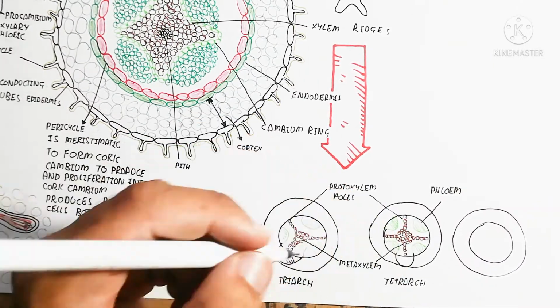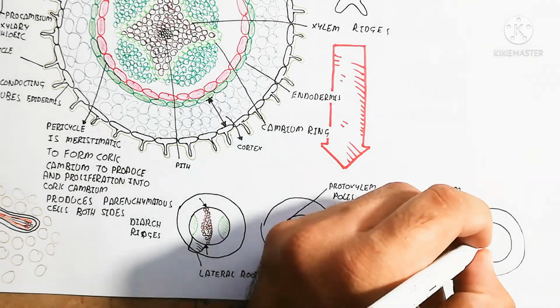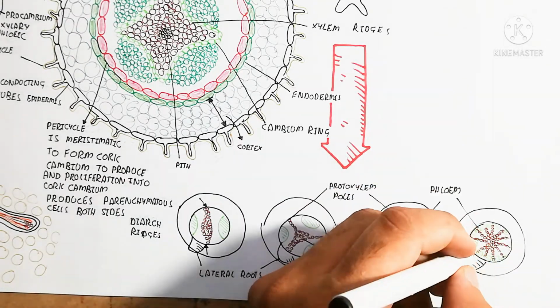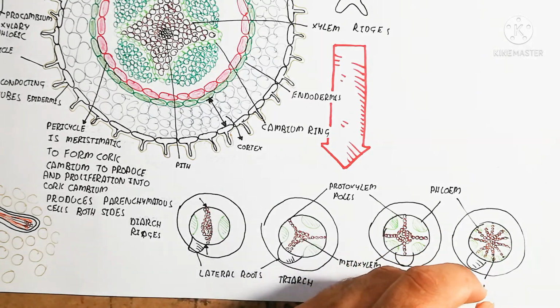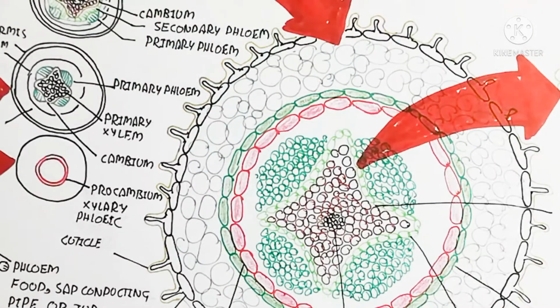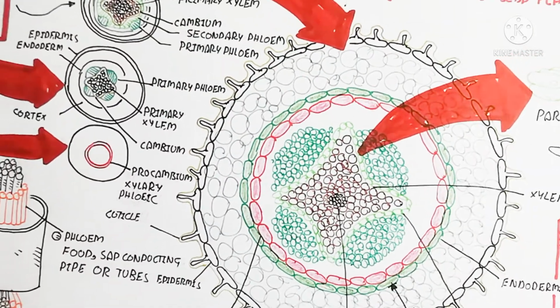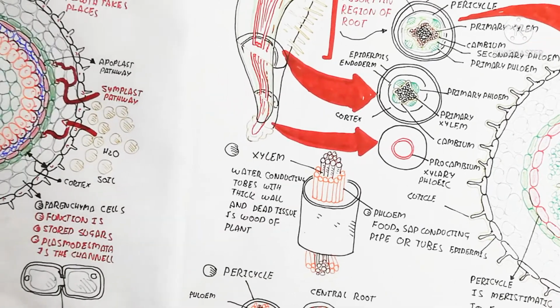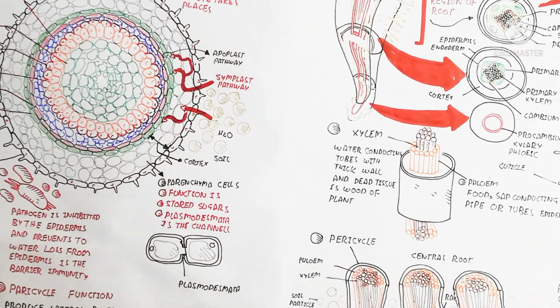And here is the triarch. Triarch means three ridges, and protoxylem poles are present here, and metaxylem is inside. Tetrarch is also produced, with four ridges of the xylem, and polyarch means many ridges are present. You can watch this video again to understand.